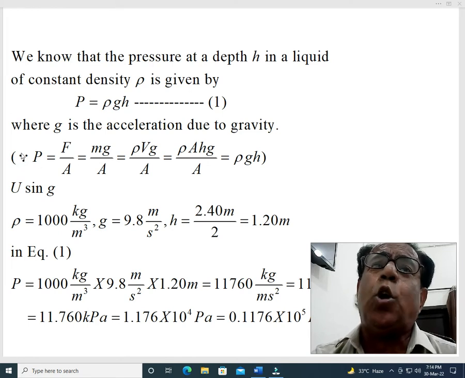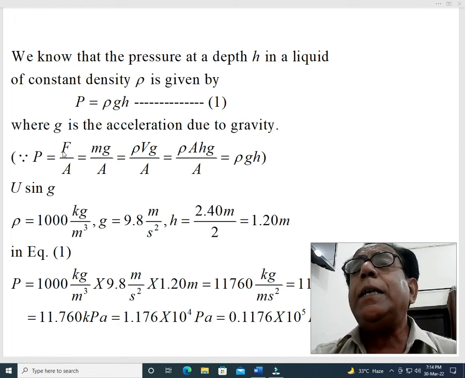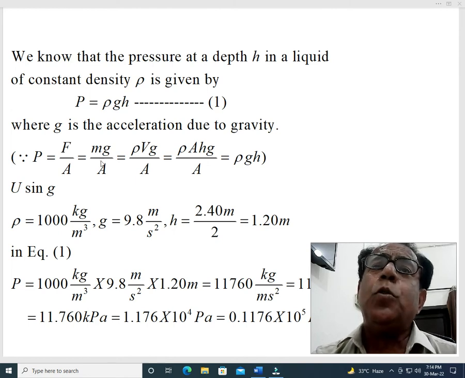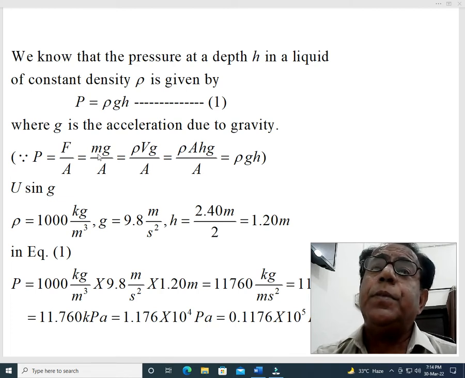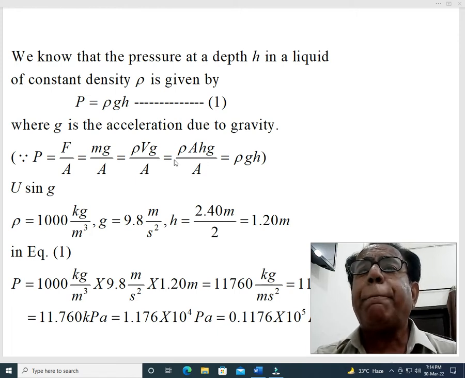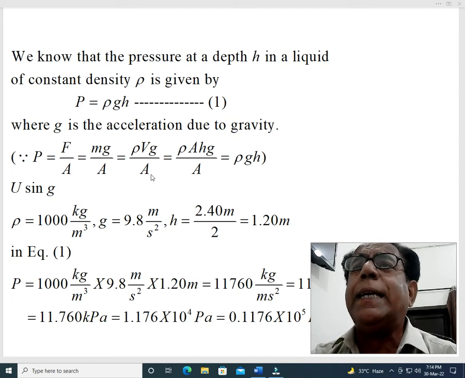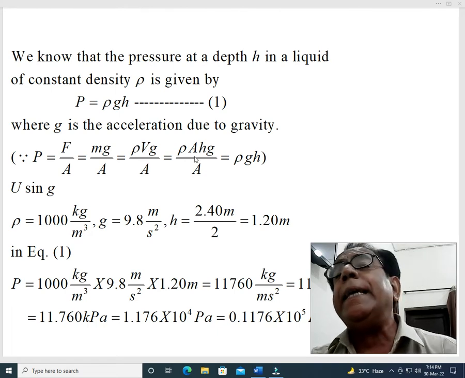These three dots indicate that we know pressure is equal to force per unit area, and according to Newton's second law of motion, F is equal to mg. And we know that density is equal to mass over volume. So if we keep mass on one side, then mass will become equal to density into volume. So density into volume into g over A. In the next step, rho and A are unchanged, while similarly g is also unchanged. However, in place of volume we have expressed it in terms of area into height.